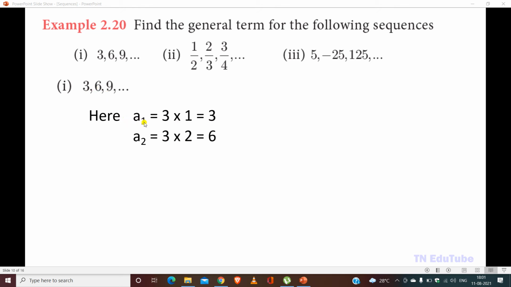Now first term A1, 3 into 1, 3. Second term, 3 into 2, 6. Third term, 3 into 3, 9. If it goes on like this, what will the nth term be? 3 into n, 3n. That is the general term of this sequence. Next question.